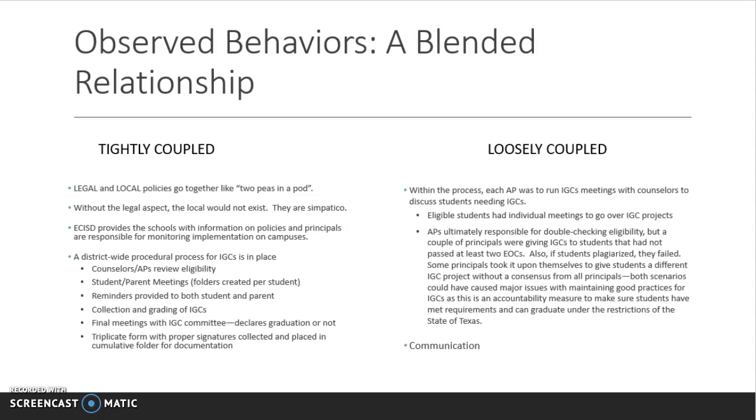And furthermore, the communication is lacking within the district. Some principals are good at getting this information out and preparing administrators, counselors, and teachers with this information, especially those on the IGC committee. Communication is a key factor in creating a more tightly coupled organization, but oftentimes that isn't the case. However, in this, I do believe that this is a more tightly coupled operation with IGCs.